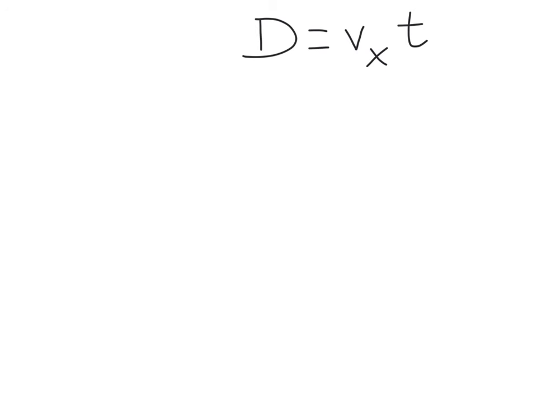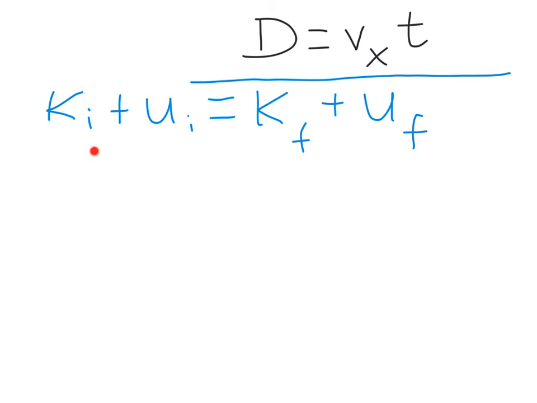We're going to use k initial plus u initial equals k final plus u final, but what is our initial situation and what is our final situation? Our initial situation will be when the spring is fully compressed and the ball is at rest, and the final situation will be when the ball is just about to leave the edge of the table. So we're focusing on just this initial part of the motion.